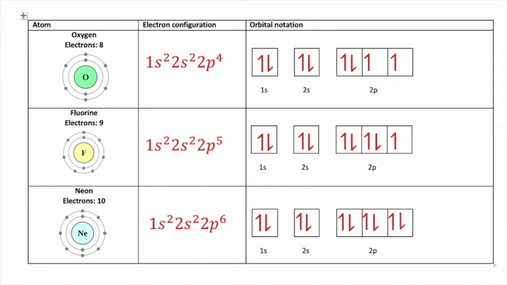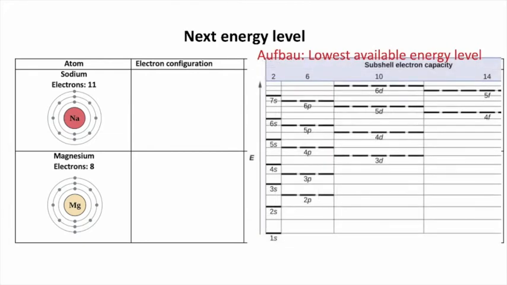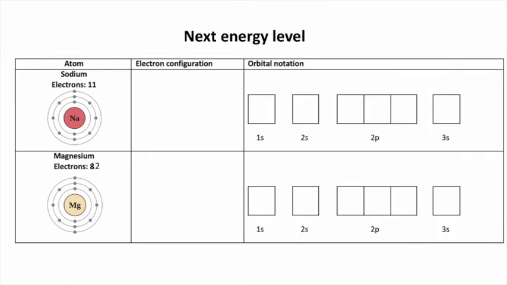We have just finished the second row of the periodic table. Now, when we get to the third row, things are similar. We go to our little Aufbau table and we see that the next lowest available energy is going to be the 3s. So we will need to put our next electron into 3s.